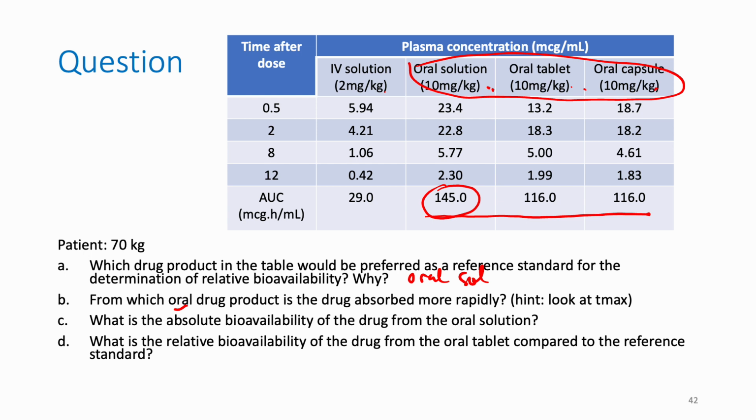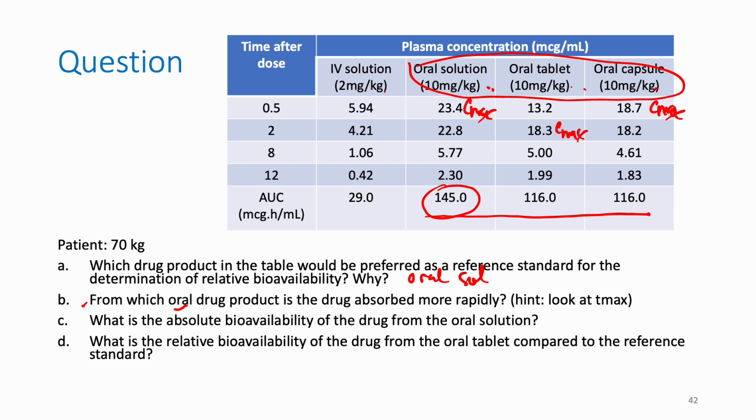For the oral solution, the Cmax is here; the highest concentration is the Cmax. For oral tablets, the highest concentration is here, so this Cmax is here. For the oral capsule, the highest concentration is here. Cmax is here. So, to answer this question, which one is absorbed more rapidly?